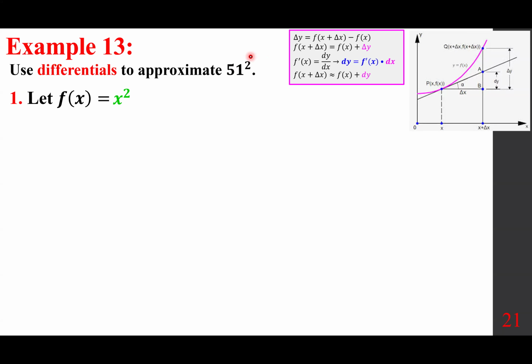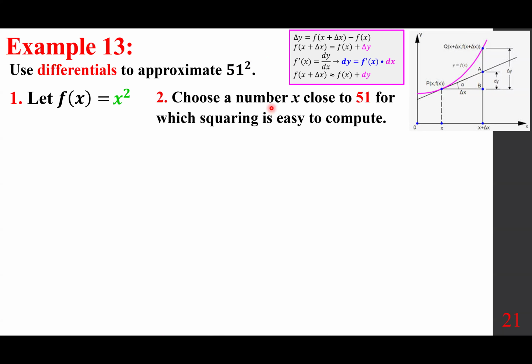The next one is to choose a number x close to 51 for which squaring is easy to compute. Everybody knows the closest number to it is 50 if you want to square it. 5 squared is 25, then 0. Because you're squaring it, you're going to use two zeros. If you were cubing it, 5 cubed, then you need 3 zeros. This is how we did that. So that would be the best choice, the closest choice.